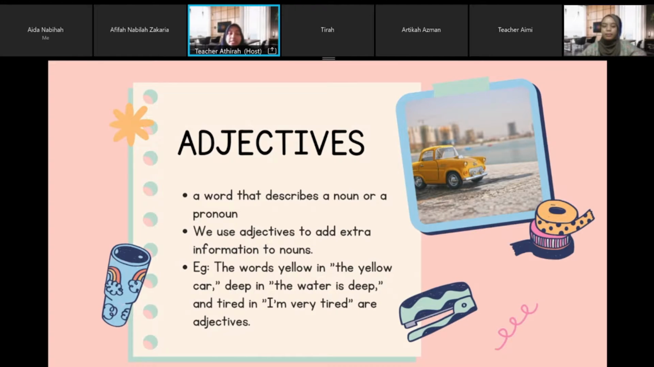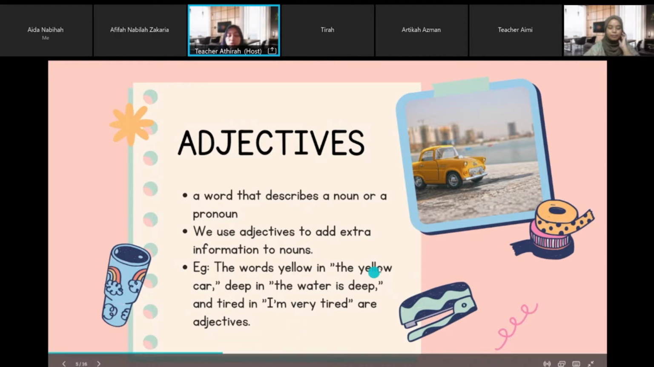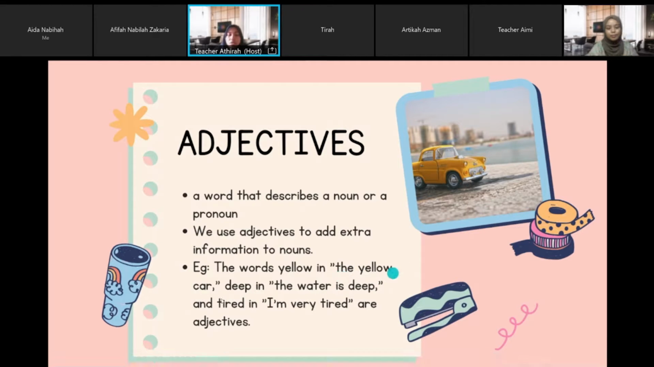So what is an adjective? An adjective is a word that describes a noun or a pronoun. We use adjectives to add extra information to nouns. Remember this: add extra information to nouns. For example, the word yellow in the yellow car. The car here is a noun, but we add an adjective, we add extra information. We use the word yellow.